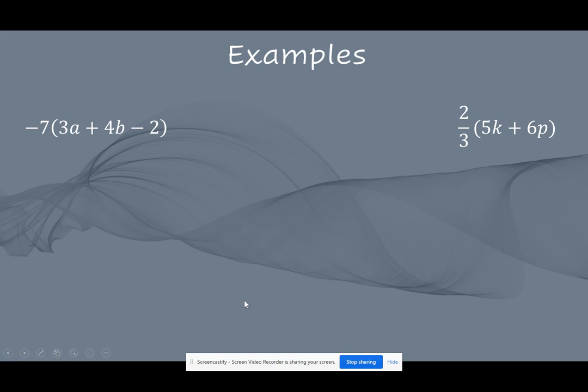Now, you could have more than 2 terms to distribute to. So like this example, we have negative 7 times 3a plus 4b minus 2. So you're doing the same thing, just multiply that negative 7 by everything inside. So you have to include the sign. So we have negative 7 times 3a is negative 21a. Negative 7 times positive 4b, negative 28b. And then negative 7 times negative 2, because we have to include the sign, gives us positive 14.